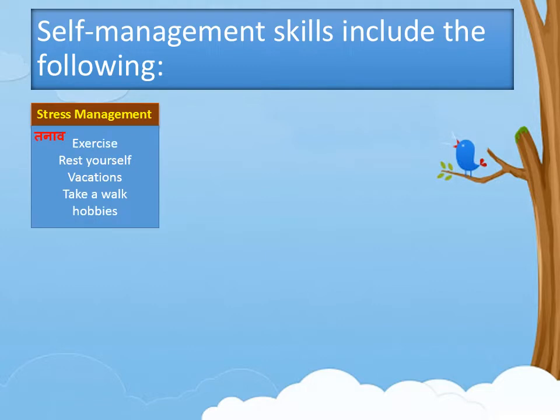Now let us discuss the first one, stress management. What is the meaning of stress? It means tanav. Pressure, tension. These are part of stress. So we have to come out of the stress. For that, stress management is there. What have we included to come out of stress? Regular exercise, take a rest, take a walk, go for some holidays, be with the people you love. These take you out of the stress, and that is a part of stress management.